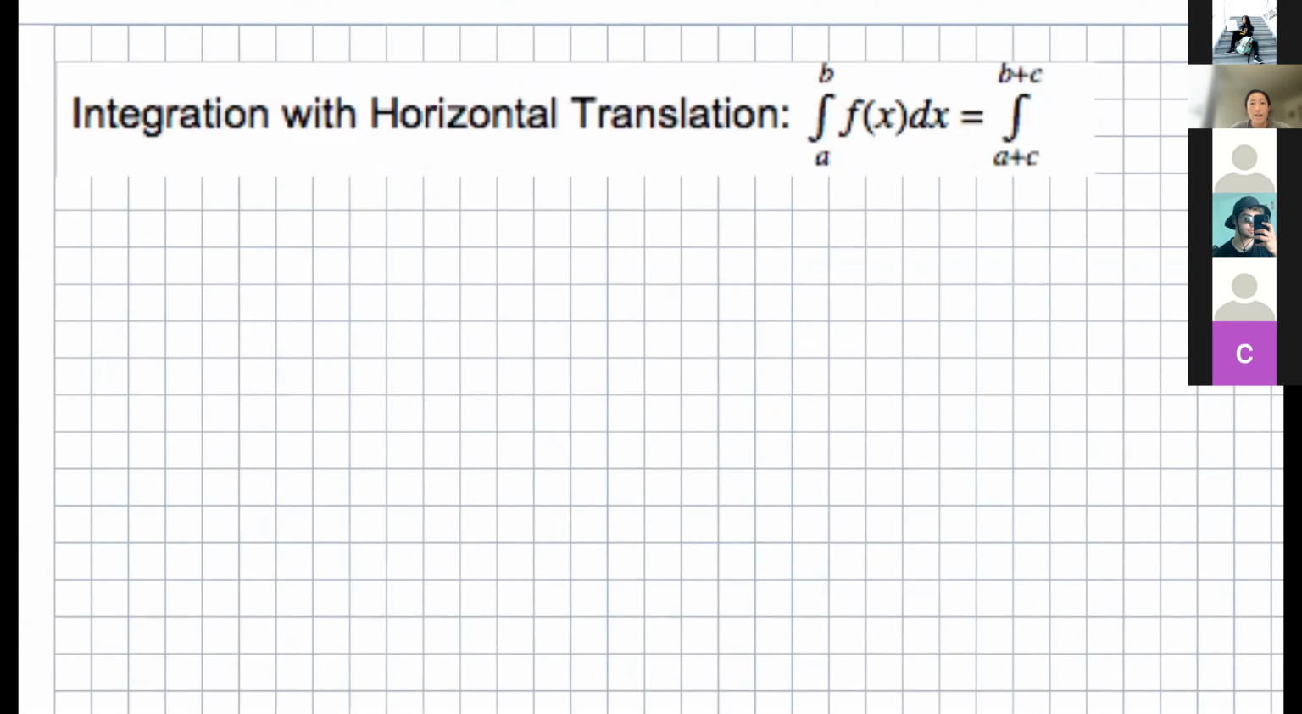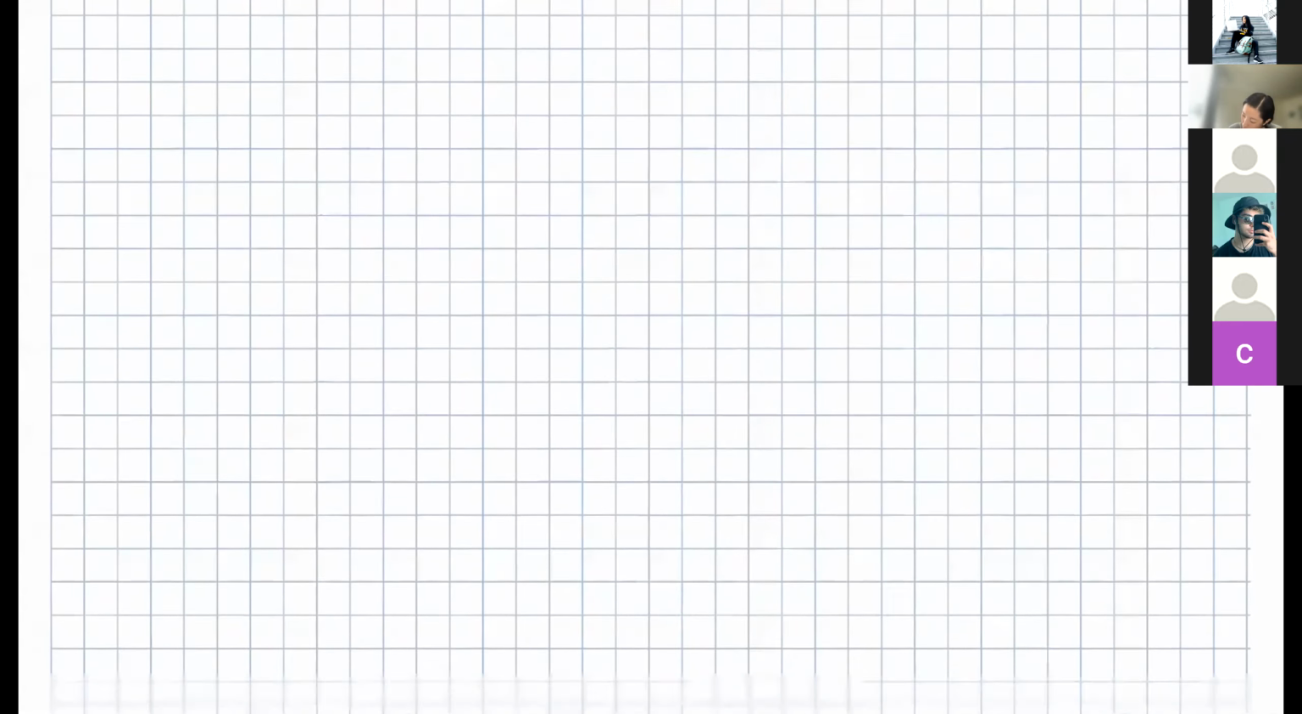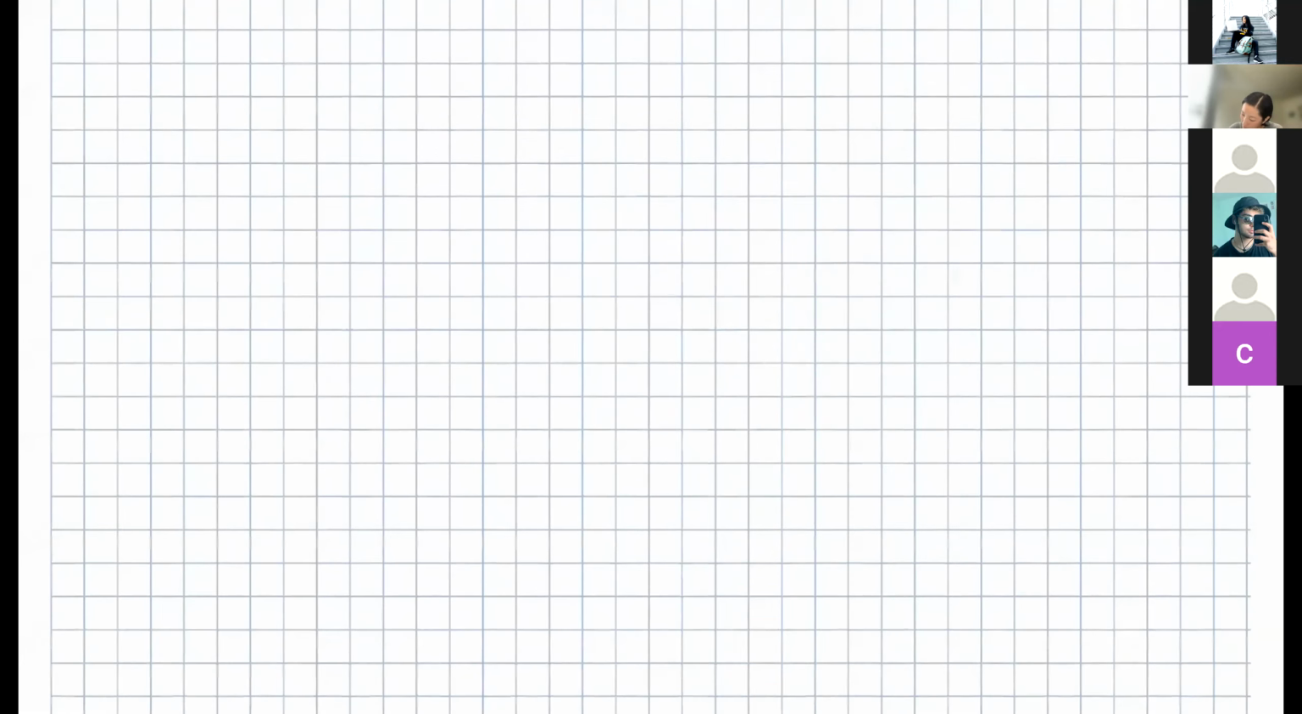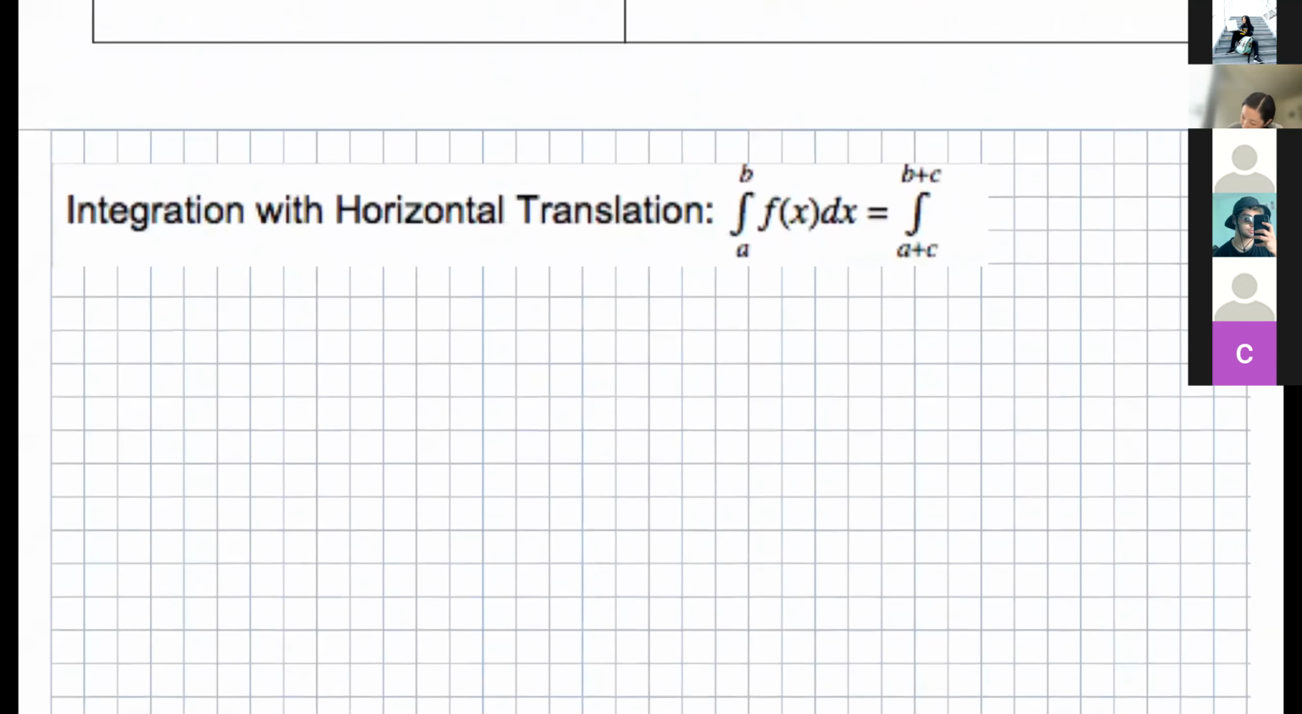So we've got something that says integration with horizontal translations, lots of big words, and symbols. We've got a definite integral. So the integral from a to b of f of x dx is equal to, and did I not grab the whole rule? Oh, I sure didn't. That should say f of x dx on the end. So sorry about that.